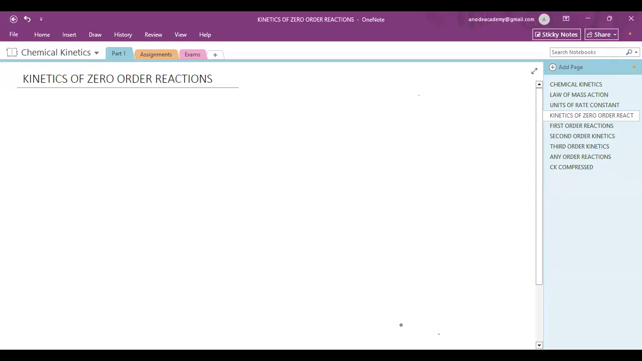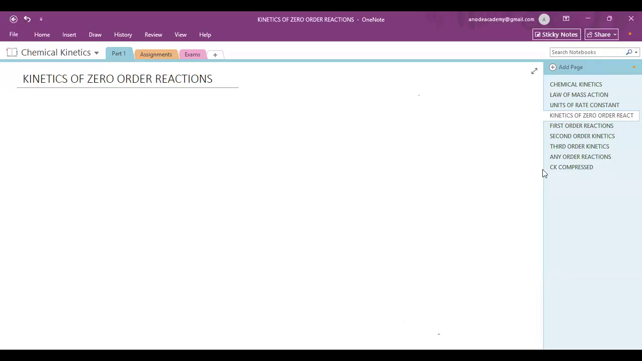Hi, everybody. Welcome back. So, this is our fourth session of chemical kinetics. And the topic that we are going to learn today is kinetics of zero order reactions. Please note down the heading: kinetics of zero order reactions.